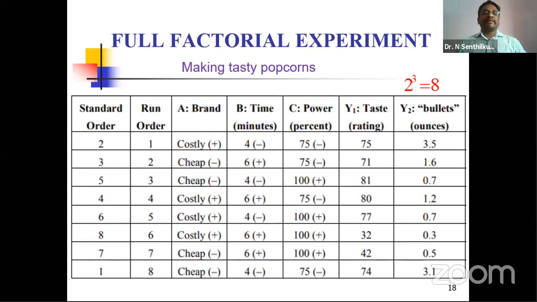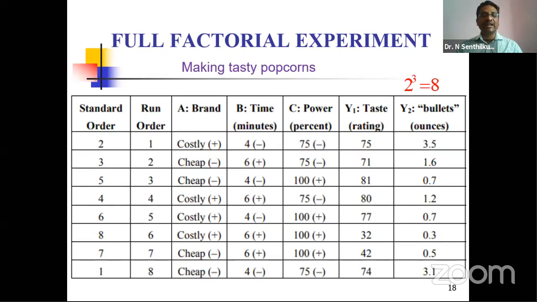So here you can see a full factorial experiment example. Here we are going to consider A, B, C. So 3 inputs, and 2 outputs, Y1 and Y2. Here A is brand, costly and cheap, so 2 levels. My formula is 2 power k. Since 3 inputs, 2 power 3 is equal to 8 experiments.